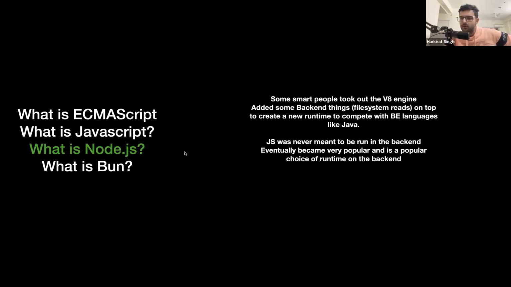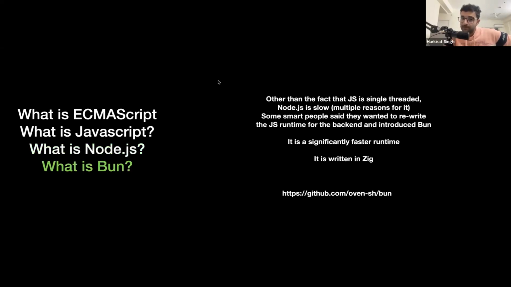For example, if you run a simple for loop in Node.js versus in Bun, Bun will be significantly faster, and there are a bunch of other use cases where Bun is 100 times faster. So what is Bun? Other than the fact that JavaScript is single threaded, it is single threaded in both of them. It's not like Bun made it multi threaded.